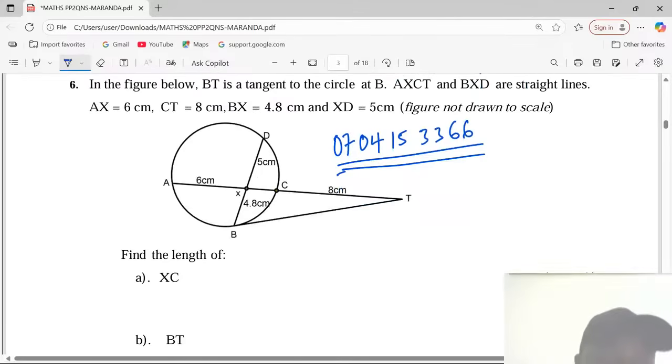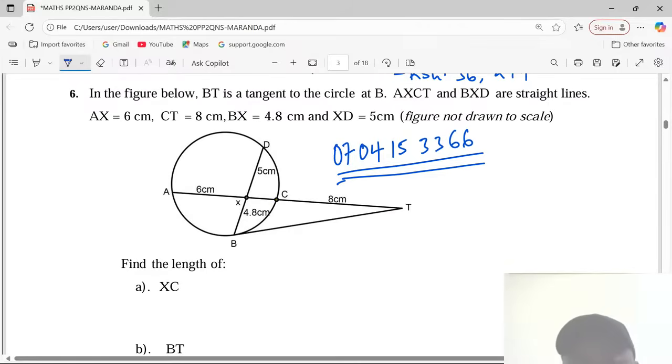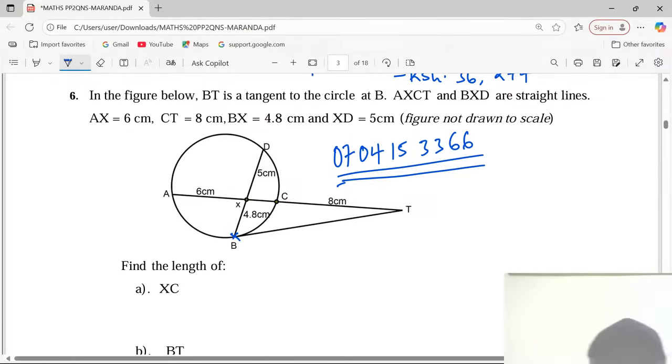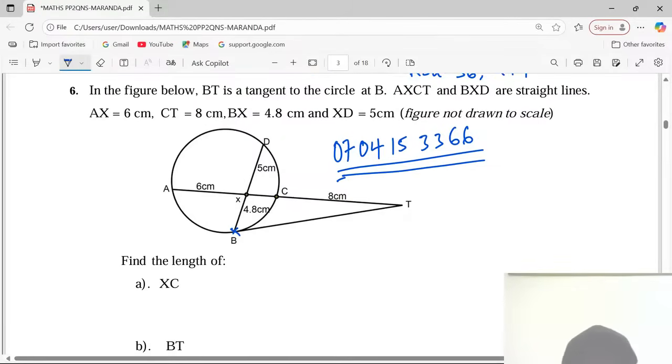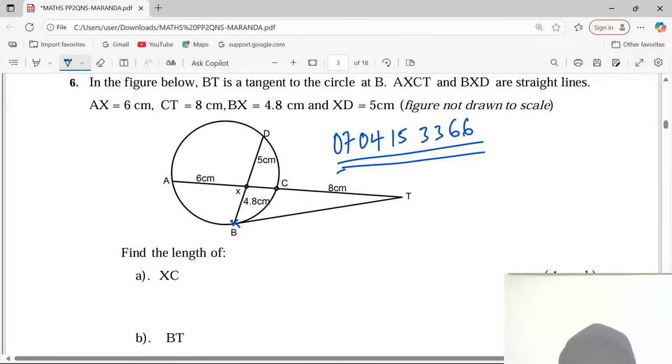Number 6, a very interesting question. The question says that in the figure below, BT is a tangent to the circle at B. It just touches the circle there without cutting. AXCT and BXD are straight lines. AX equals 6 as indicated, CT equals 8, and BX equals 4.8, then XD equals 5.